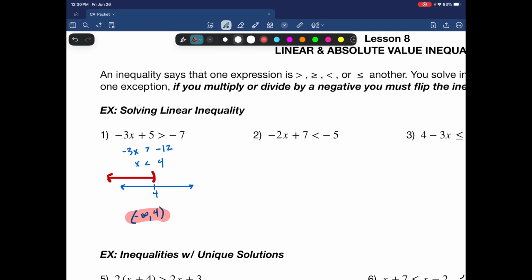All right, so a couple things. If it's less than or greater than, you use parentheses on those numbers. If it's less than or equal to, greater than or equal to, use brackets on those numbers. And we'll look at that in just a second.